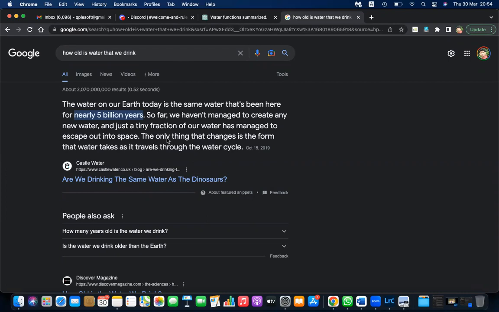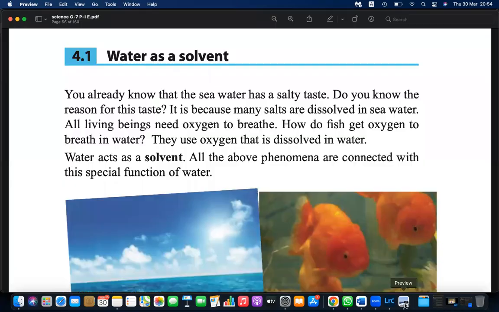So that is why we have 5 billion year old water, which is the same water that dinosaurs drank. So that you need to remember.